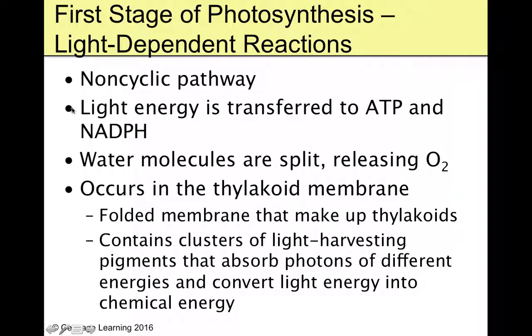A big picture for light-dependent is we're going to take light energy from the sun and we're going to turn it into ATP, which you will recognize as the energy currency for a cell basically, and NADPH, which you'll recognize as another energy carrier. Water molecules are going to be split in this process, and when you split a water molecule, you get hydrogens and you get oxygens, and so we will release O2. That's where the O2 gas that you and I rely so heavily upon comes from.